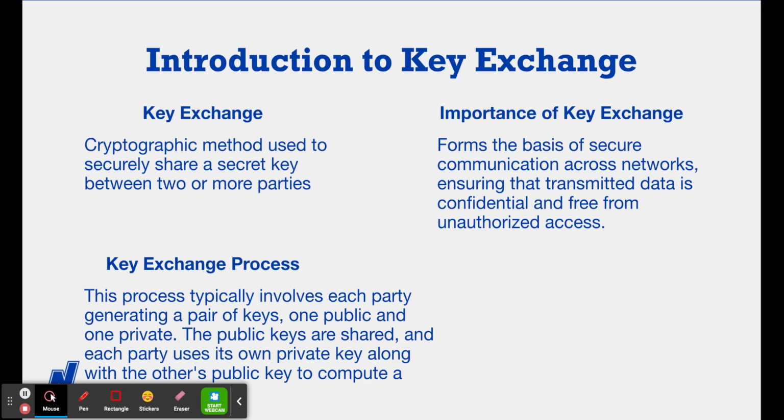In a typical key exchange process, each party generates a pair of keys, one public and one private. The public keys are then exchanged. Each party uses its own private key in conjunction with the other's public key to compute a shared secret key. This secret can then be used to encrypt and decrypt messages.